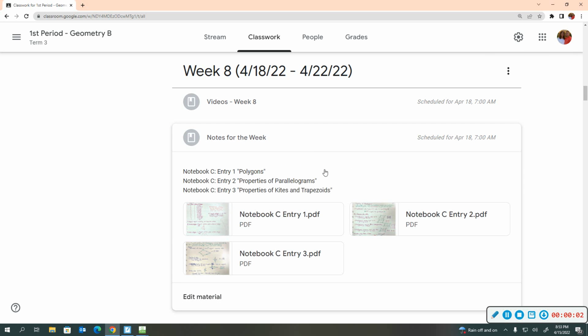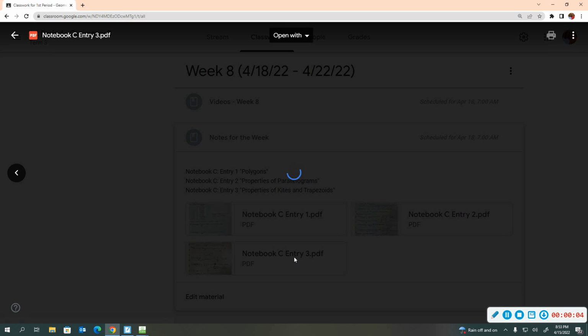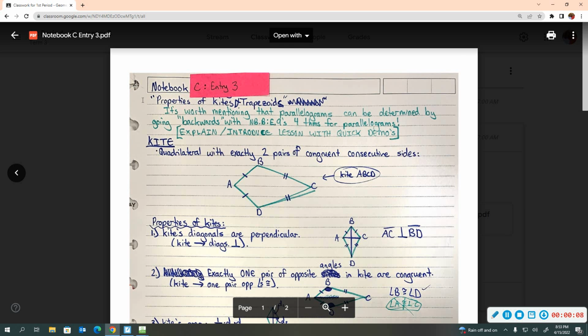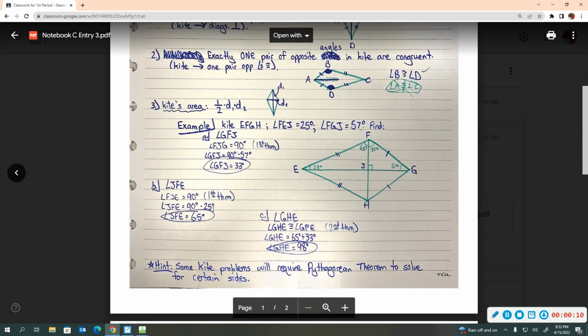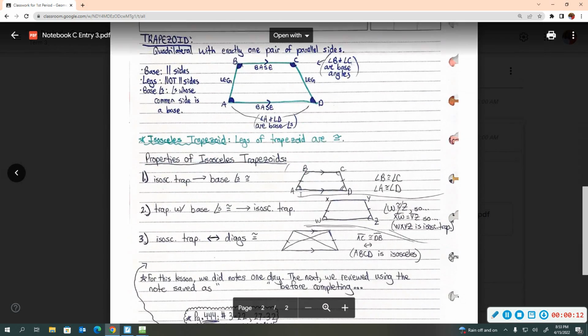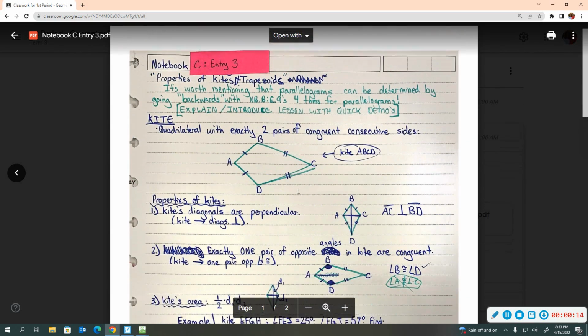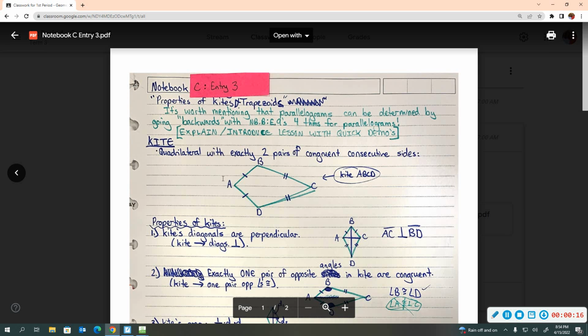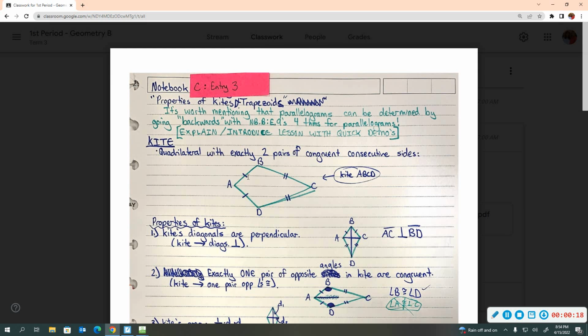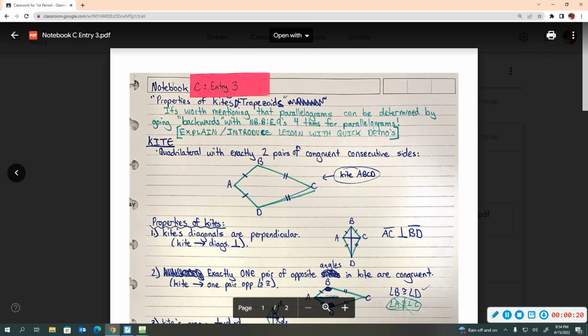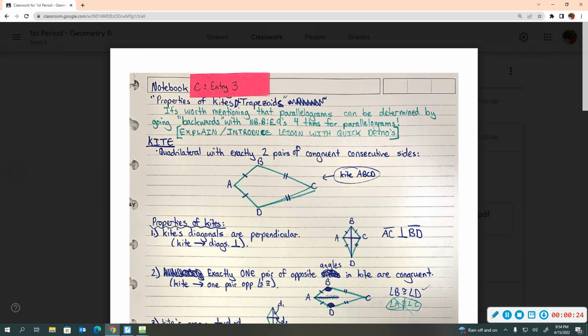In this video, we're going to go over Notebook C, Entry 3, just the first part of it. Today, we're only going to talk about kites, and then Monday, we'll do some stuff with trapezoids. So we're still dealing with polygons, just one specific kind, which is something called a kite. So Notebook C, Entry 3, Properties of Kites and Trapezoids.